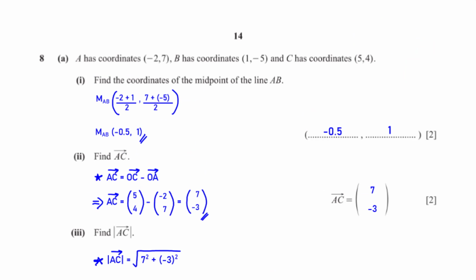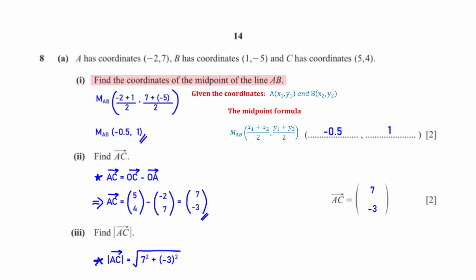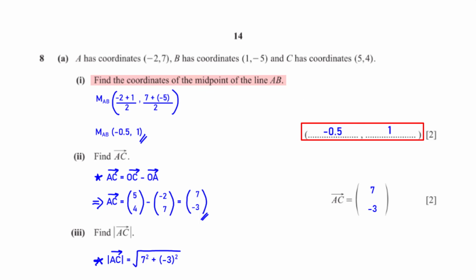A has coordinates (-2, 7), B has coordinates (1, -5), and C has coordinates (5, 4). Find the coordinates of the midpoint of the line AB. To get the midpoint of AB, we apply the midpoint formula. So for the x-coordinate of the midpoint, we have -2 plus 1 divided by 2, which is equal to -0.5. And for the y-coordinate of the midpoint, we have 7 plus -5 divided by 2, which is equal to 1.